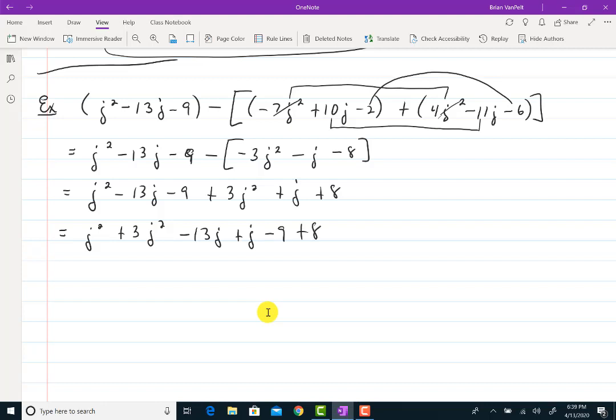I'm not telling you that you can't do the stacking method where you line them up in this example. Just for me, it seemed a little bit easier to go straight across like this. So my j squared, I'm going to get 1 plus 3 will be 4j squared. Then I'm going to get negative 13j plus 1j. That'll be negative 12j. And then finally, negative 9 plus 8 will be negative 1.